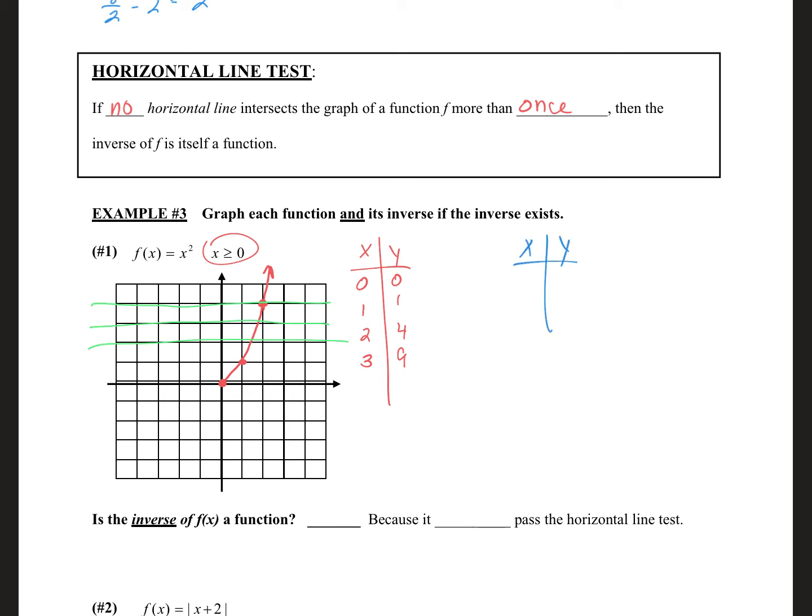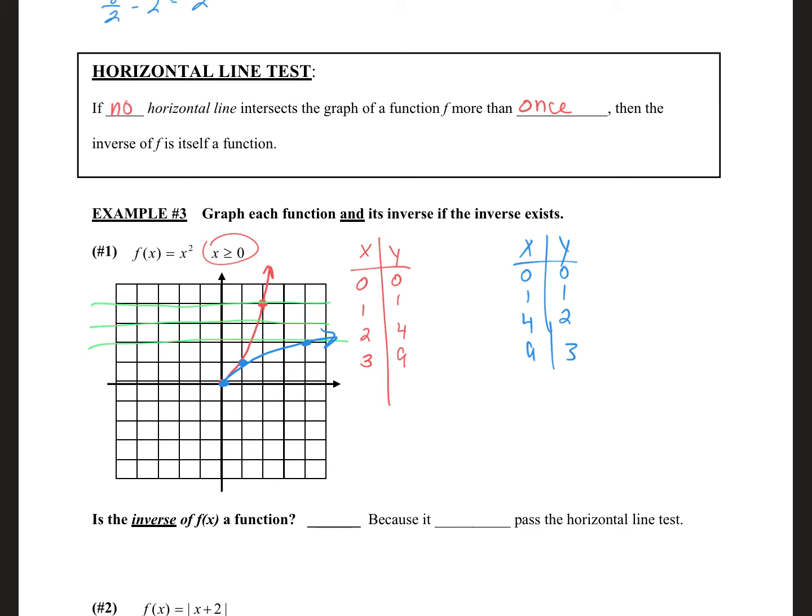Okay, so to find the inverse, we're just going to switch the x and the y values. So our x's will be 0, 1, 4, and 9, and our y's will be 0, 1, 2, and 3. So our first point is (0, 0), our second point is (1, 1), and our other point is (4, 2). So we'll draw in the graph of that function, okay? And, well, because our original function passed the horizontal line test, we know that this is a function.